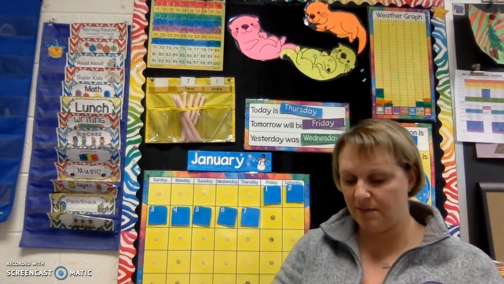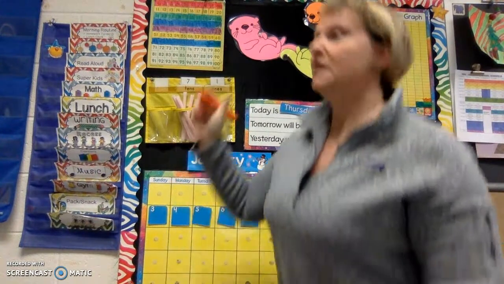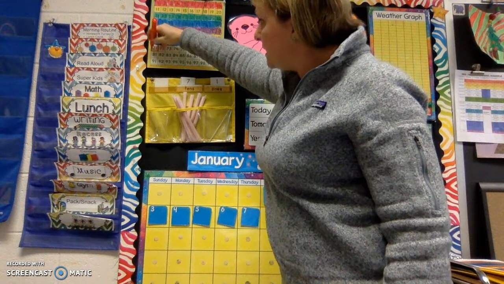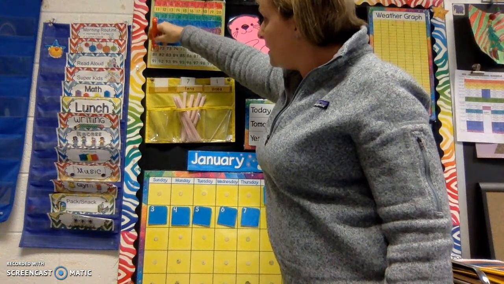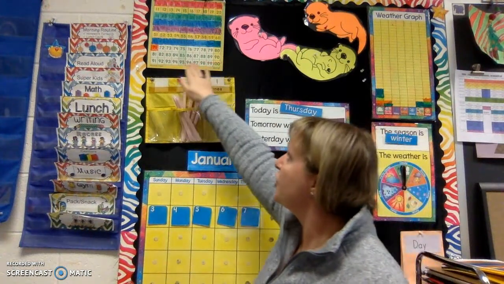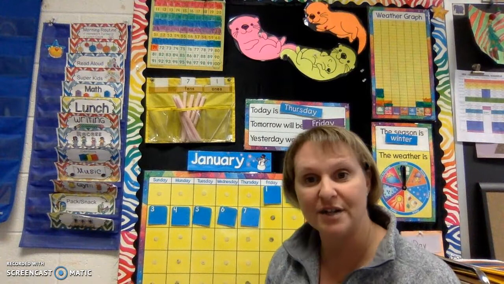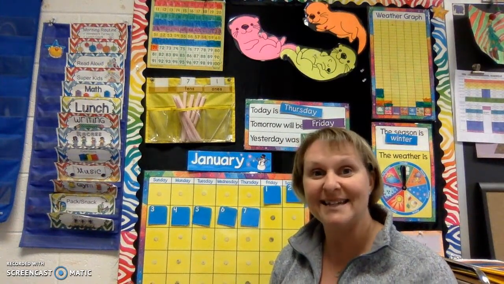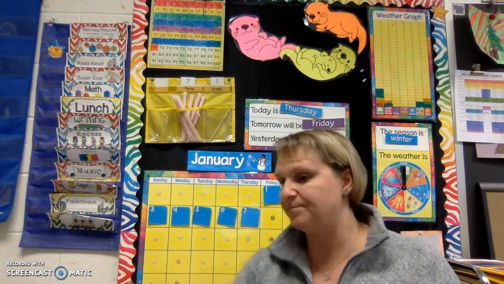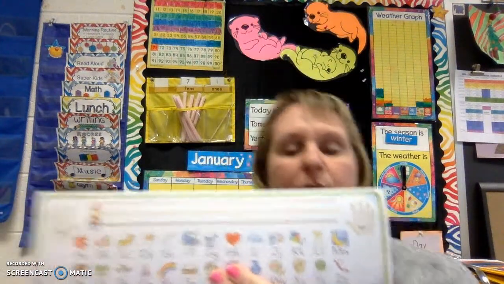Then we're going to come up here on our hundreds chart. I'm going to color the 71. We're using orange this time. 71 days of kindergarten. Very good. So yesterday we had 30 days till day 100. If we have 30 and we take 1 away, 29 days until the 100th day of school. Very exciting.